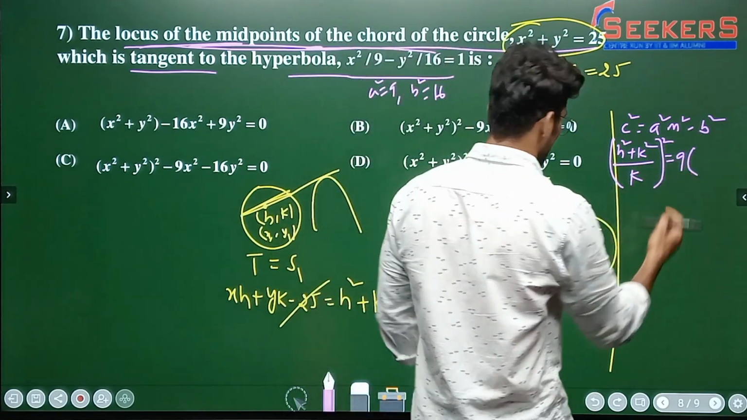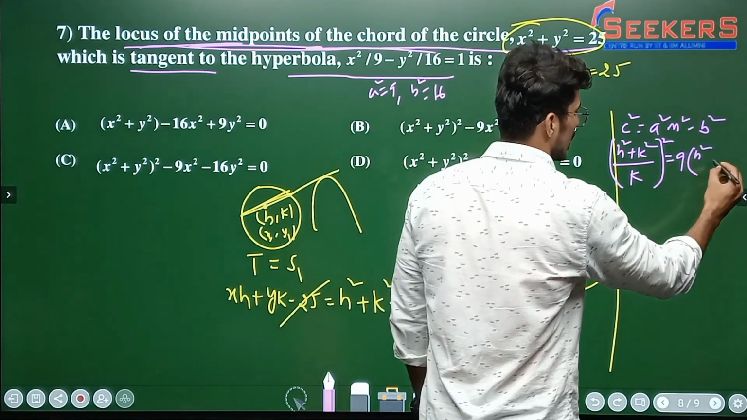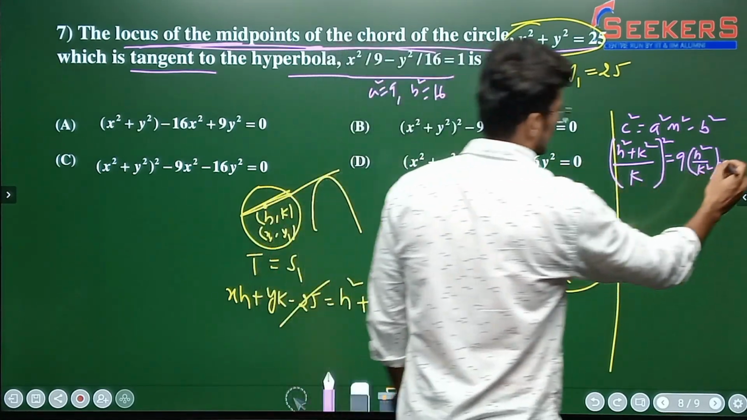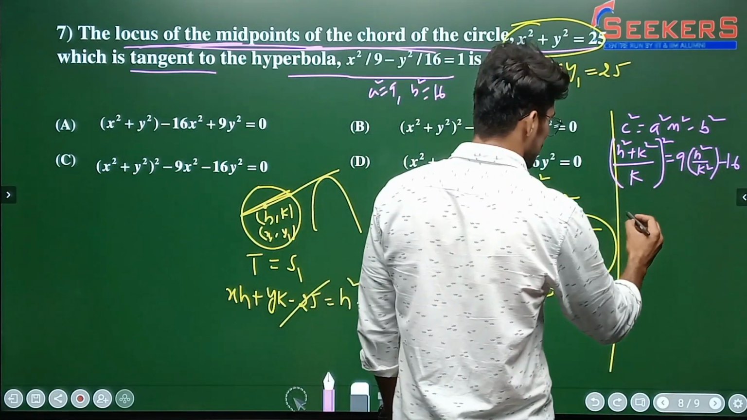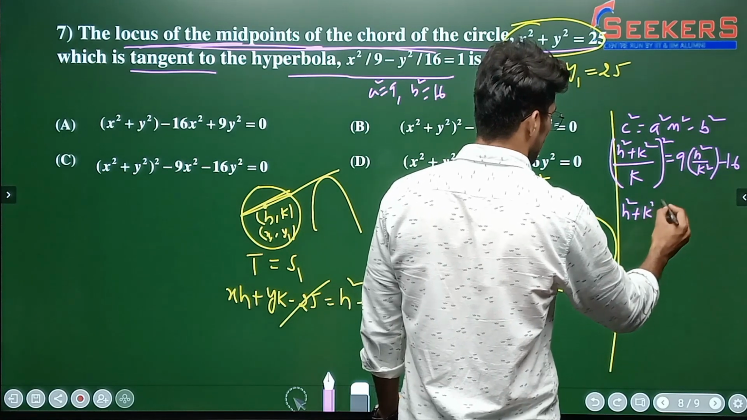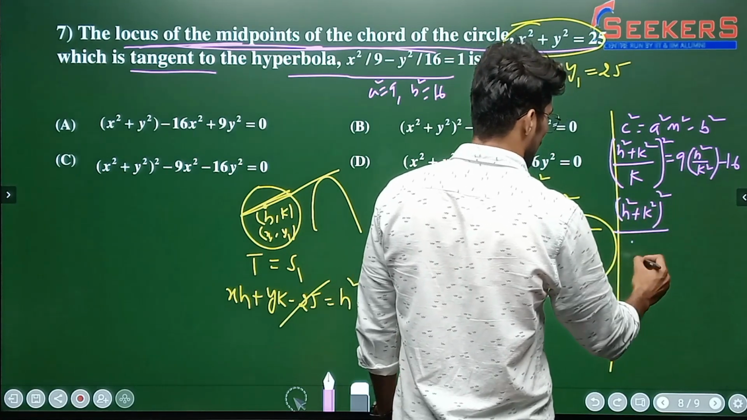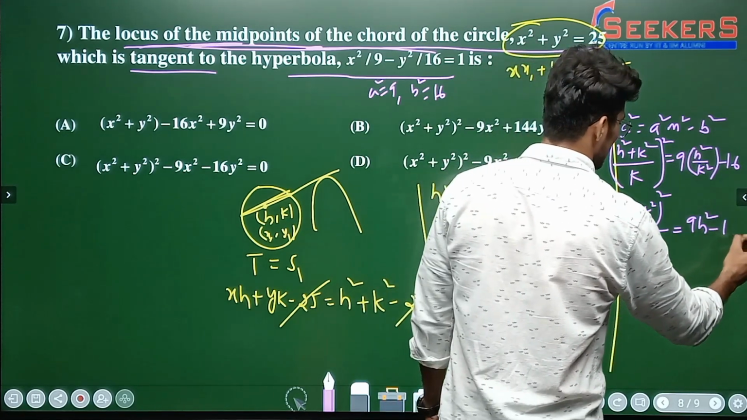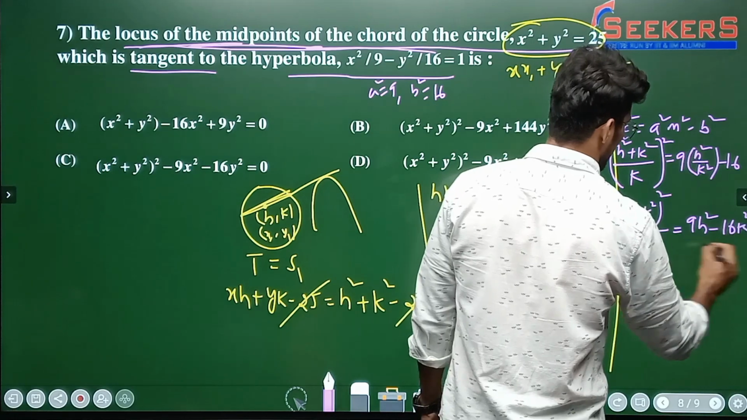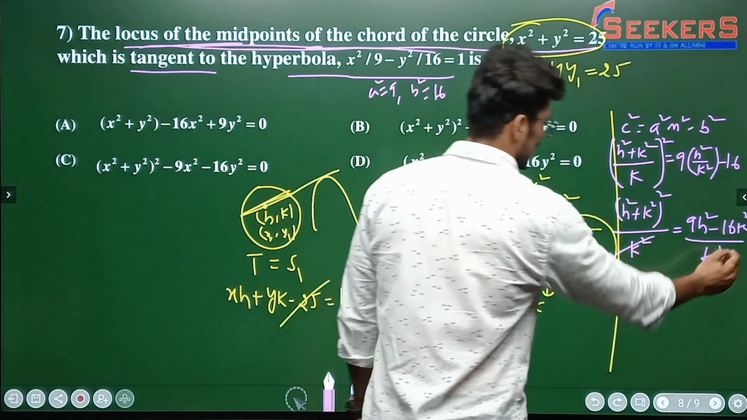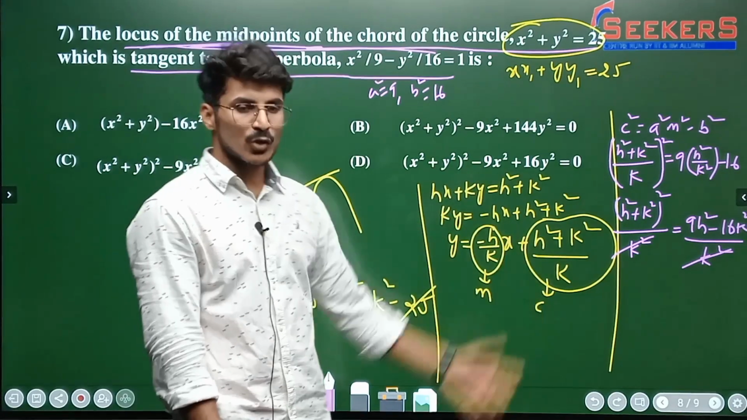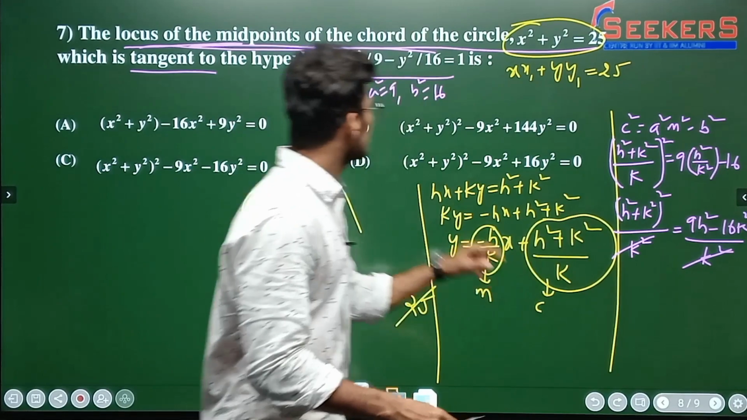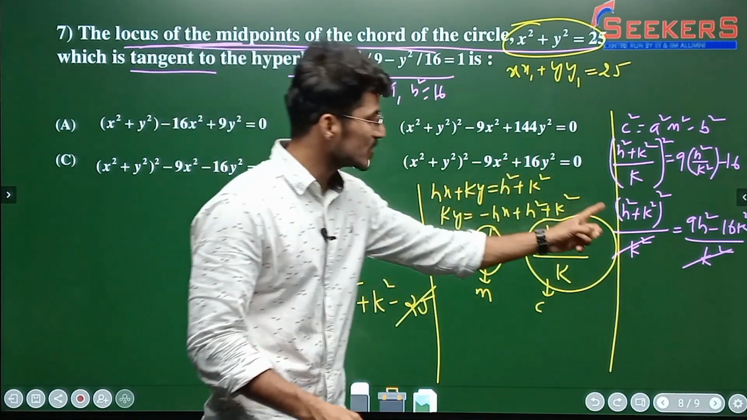So 9 m square, where m is minus h by k, whole square, so h square by k square, minus b square, which is 16. Simplify this: h square plus k square whole square divided by k square equals 9h square minus 16k square divided by k square. So k square will get cancelled. Since we are dealing with the locus, h will be replaced with x and k will be replaced with y.